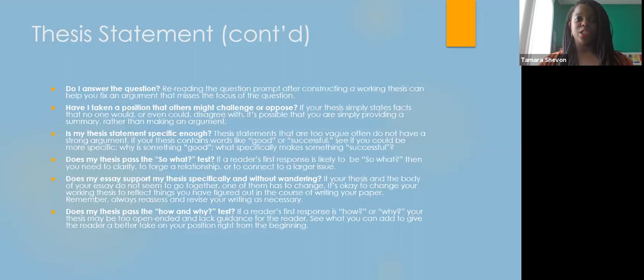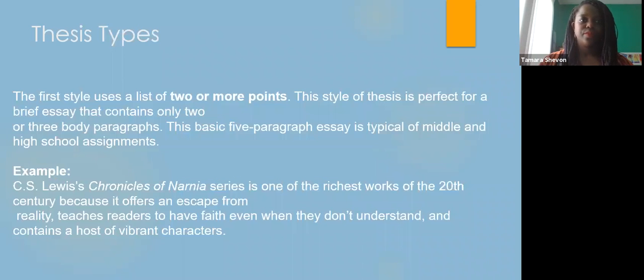So, and then does my thesis pass the how and why test? If a reader's first response is how and why, the thesis may be too open-ended. How does this happen, or why is this happening? You want to actually have something very specific. How should be already proven in your thesis statement, how this is going to be achieved and why it's going to be achieved. Why are you writing this essay and how are you going to prove it? Okay, so you always want to keep that in mind when you're thinking of a thesis statement.